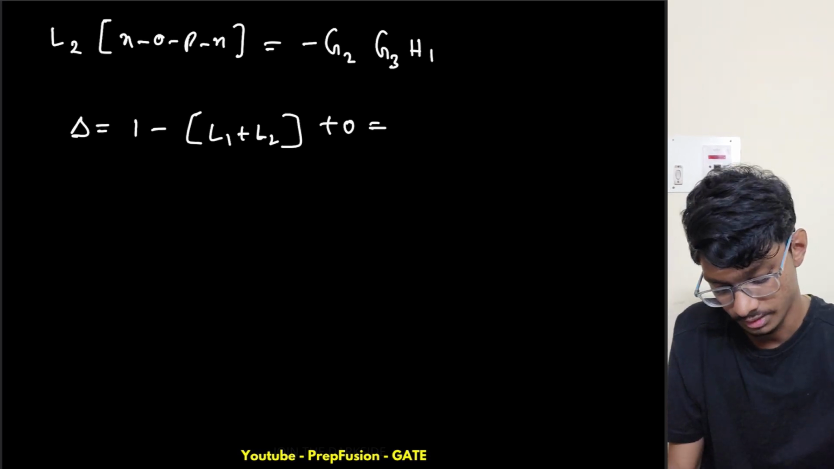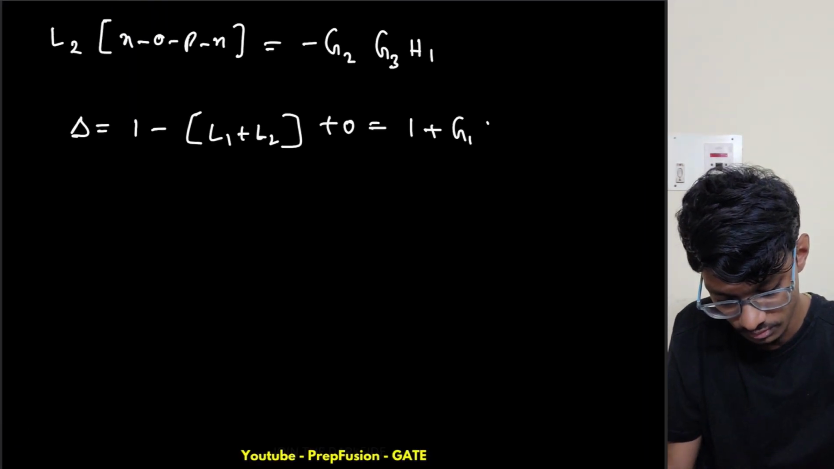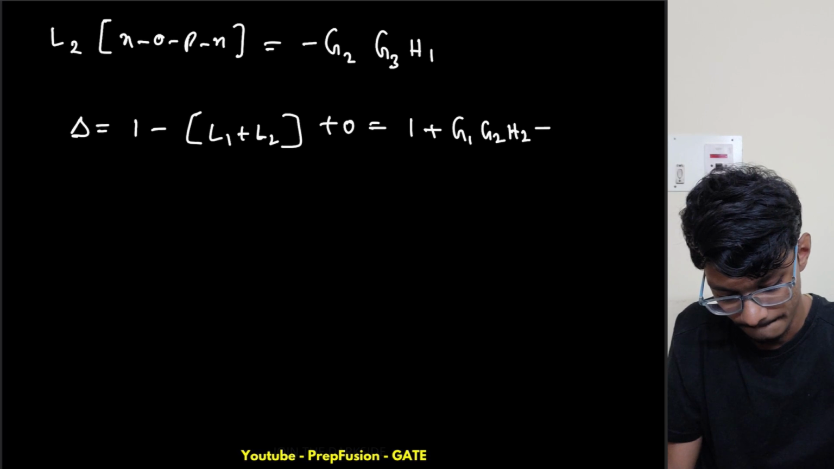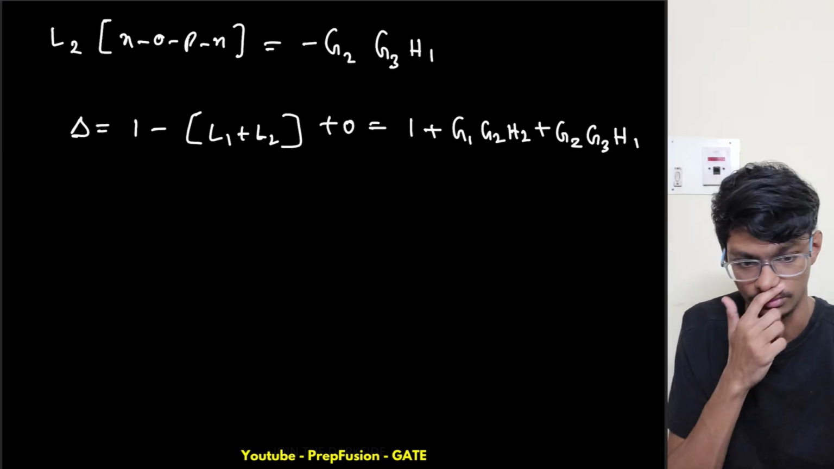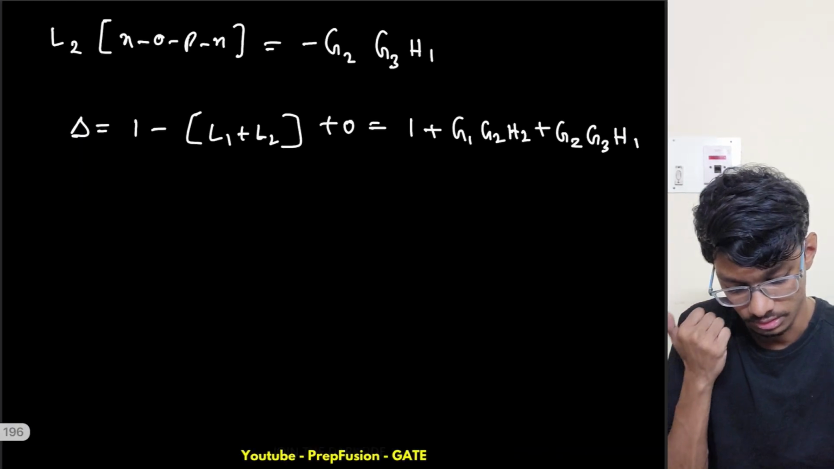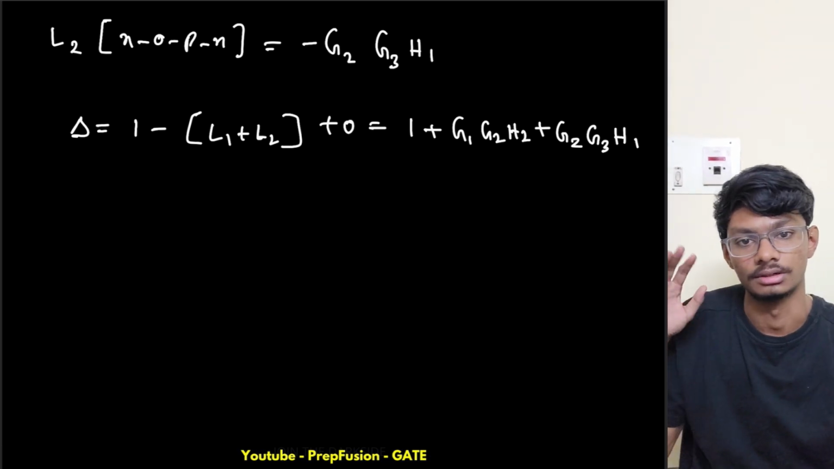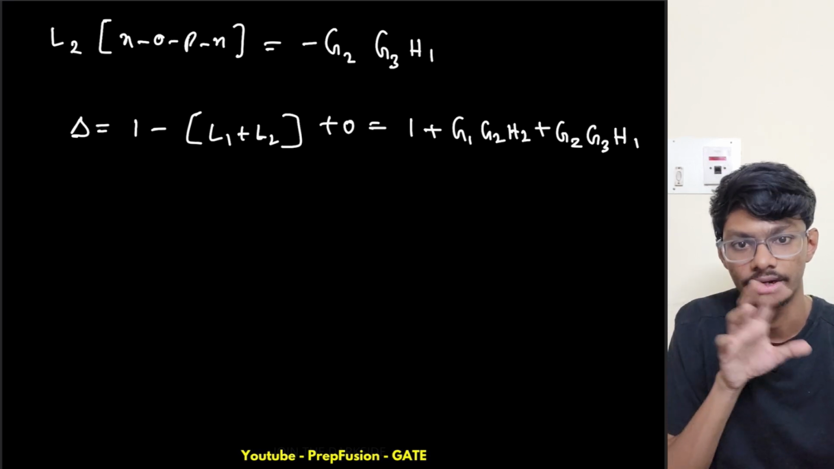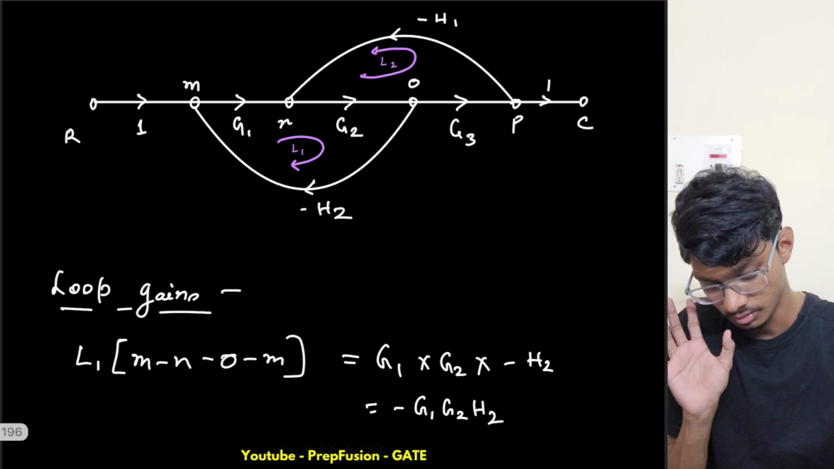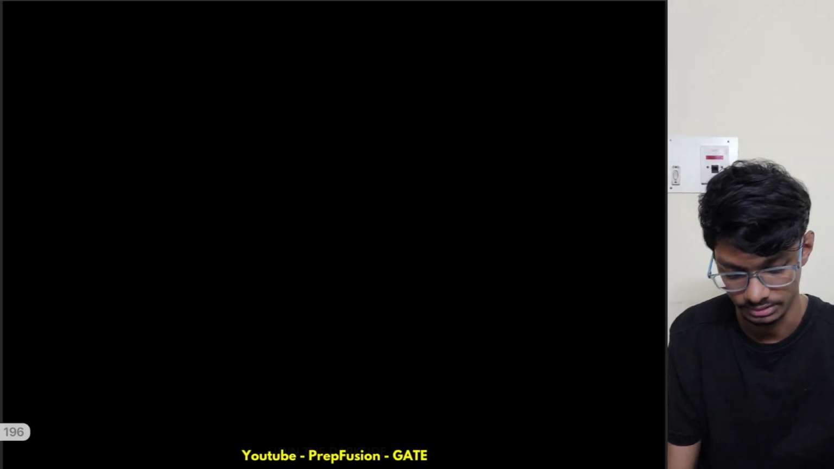So what will be the value? 1 plus g1 g2 h2 plus g2 g3 h1. Okay, so this is delta. Now I will find delta 1, the associated path factor. I would find the non-isolated loops. So I will simply copy this and remove the forward path.